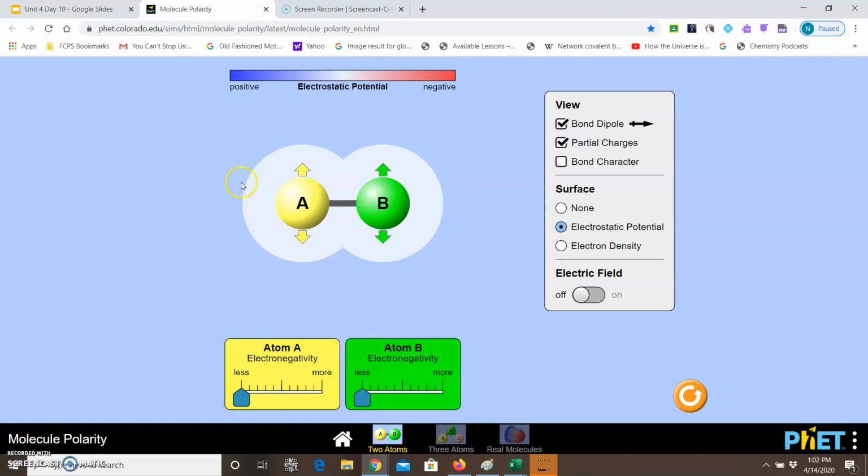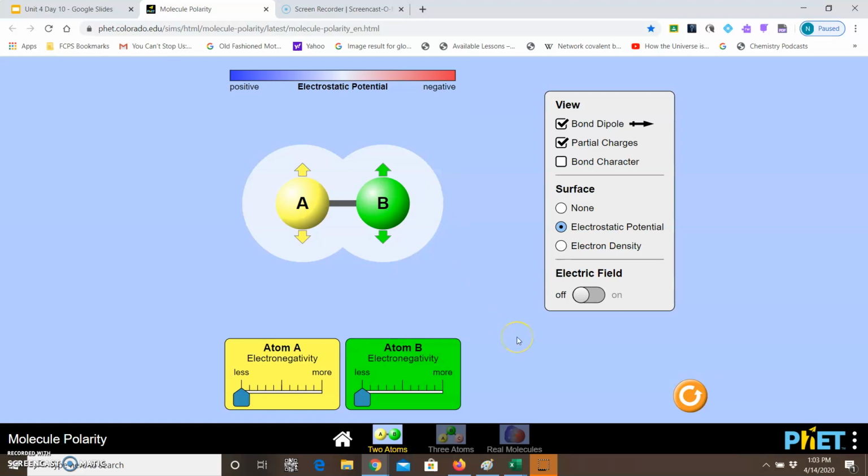The colors in the electrostatic potential map have disappeared. My bond dipole has disappeared, and my partial charges have disappeared. So what do you think that tells you about this molecule? When atom A and B have the same electronegativities, is it polar or nonpolar? Great, we're dealing with a nonpolar molecule here, and we know that because there's no positive or negative side.